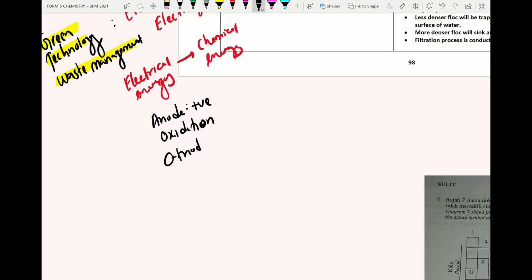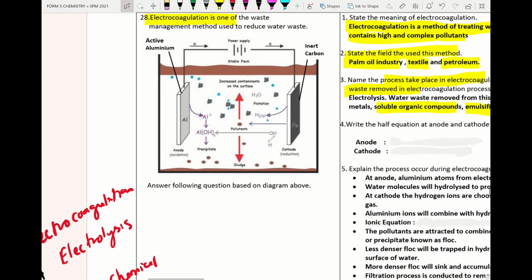The cathode acts as the negative terminal, and the name of the process that occurs is reduction. Let's check the diagram. So the anode will be here. This is our anode, and this will be the cathode.